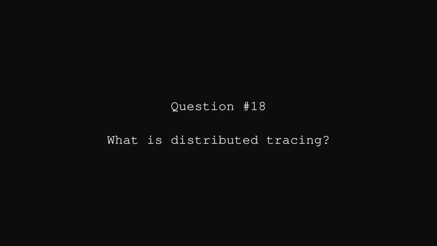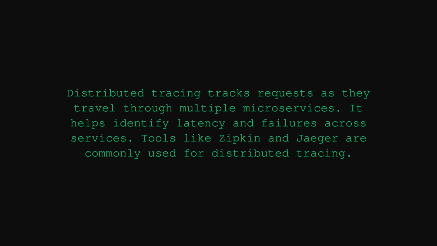Microservices and system design interview question. What is distributed tracing? Distributed tracing tracks requests as they travel through multiple services. It helps identify latency and failures across services. Tools like Zipkin and Jaeger are commonly used for distributed tracing.